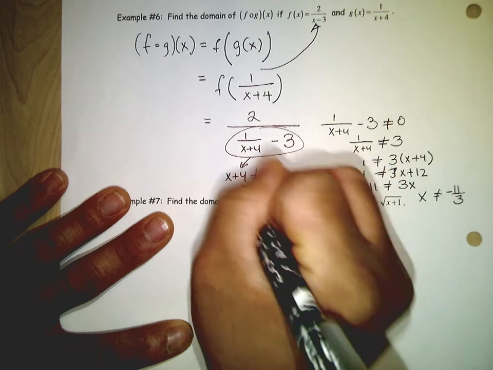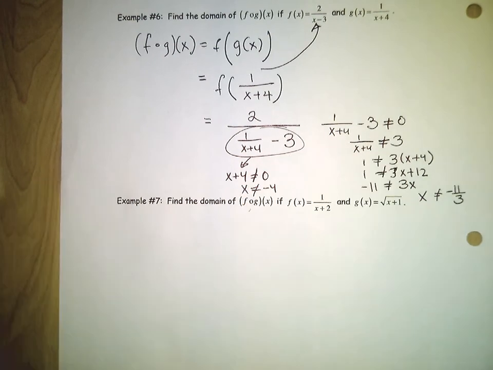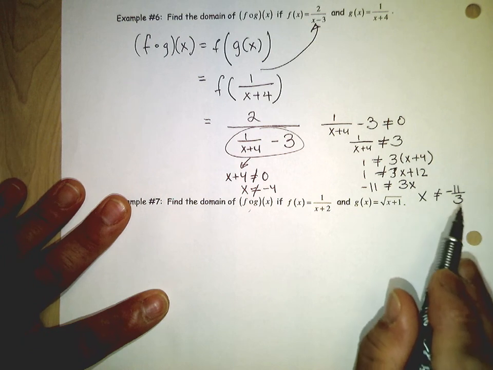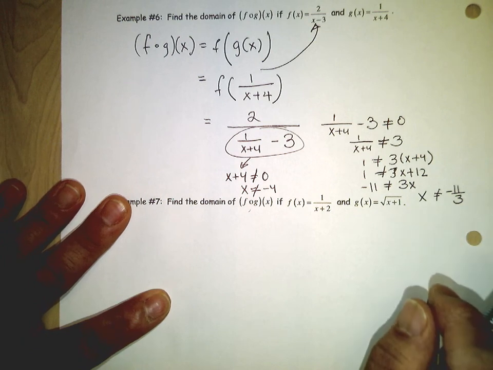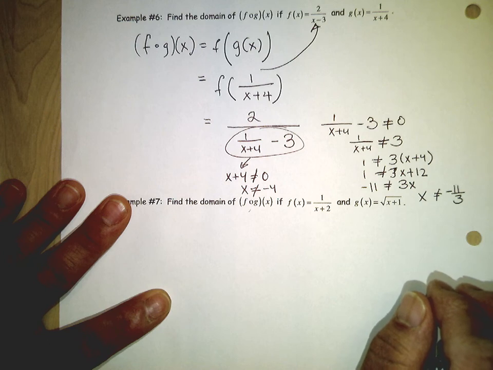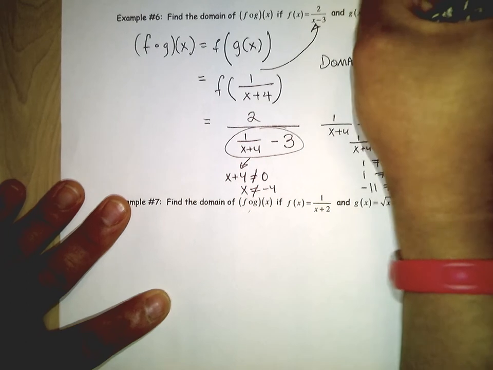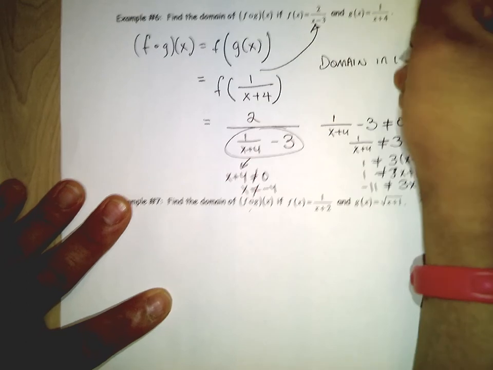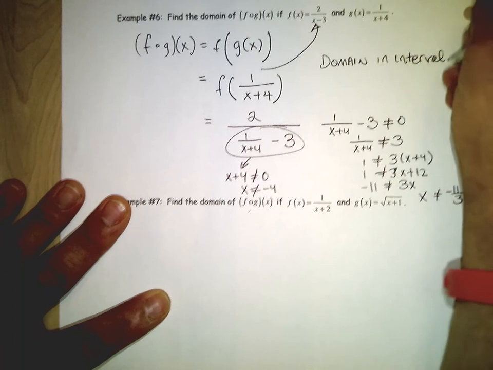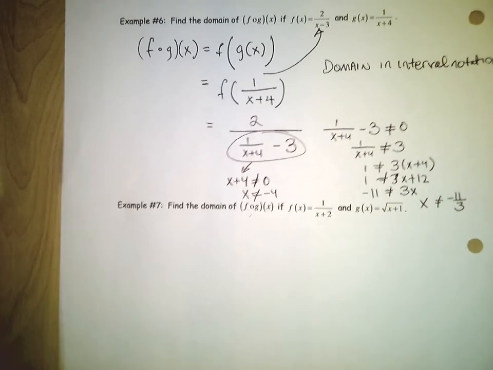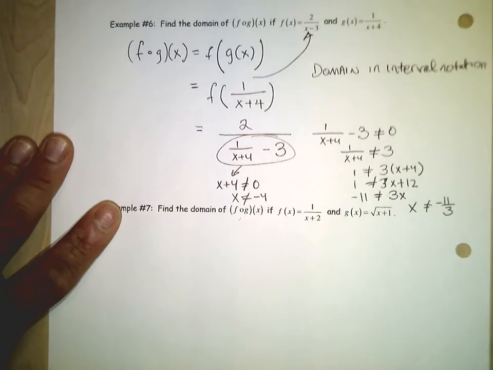So I know if I subtract the 4 over here, x cannot equal negative 4, and x cannot equal negative 11 over 3. So now I can just write the domain in interval notation. So if I do that, domain in interval notation, let's see, what do I get?